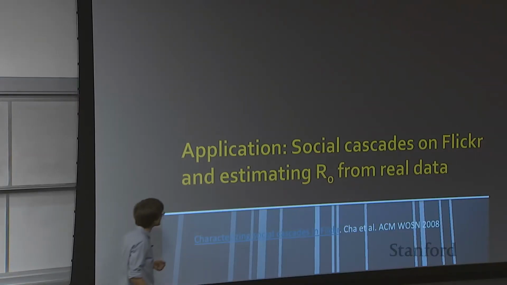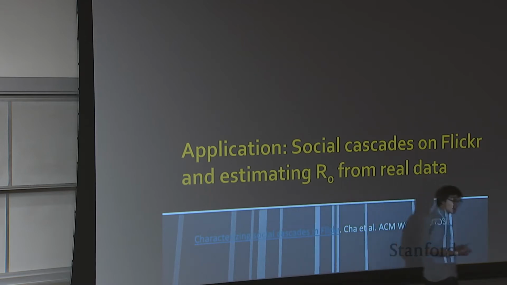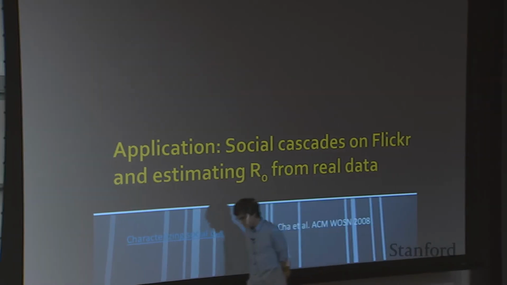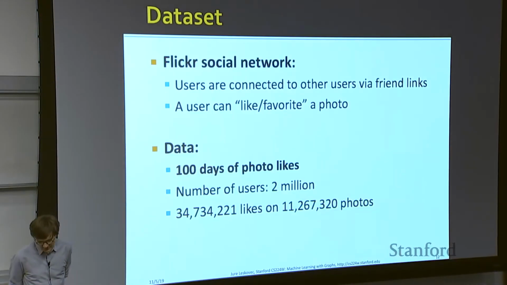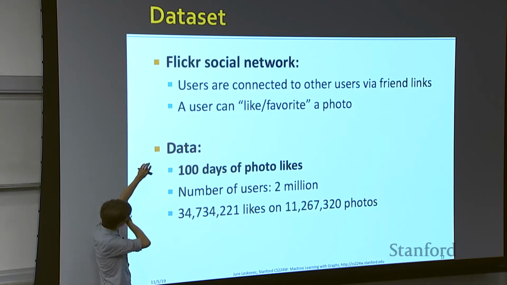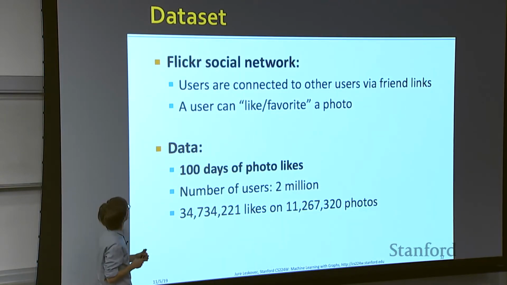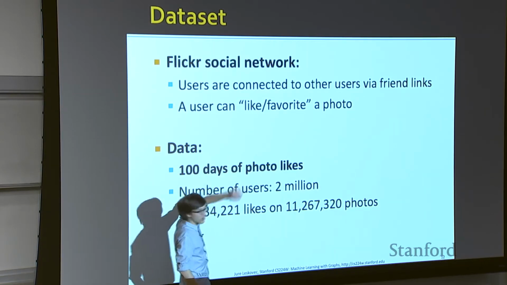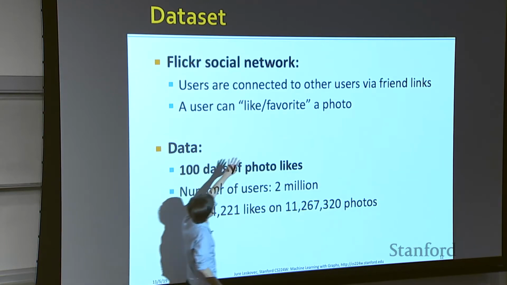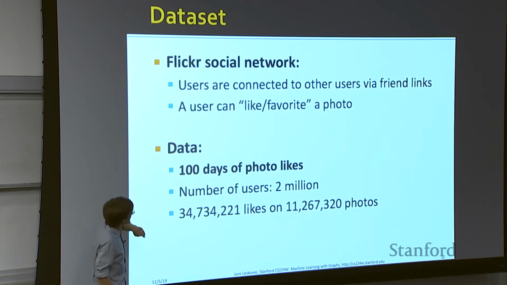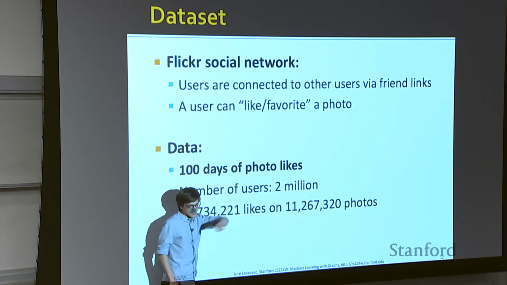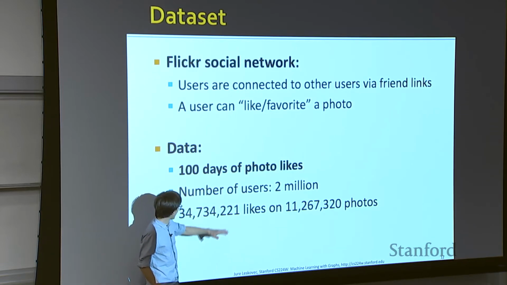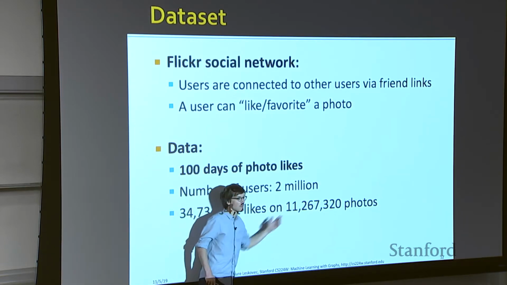I wanted to give you this because you can now start asking similar questions. What would the R0 be if you look at social cascades in social media? I will show you one case study: an image sharing website called Flickr that lots of professional photographers use. Users can follow each other using friend links, and they can like or favorite a photo. These researchers looked at how photo liking spreads throughout a network of 2 million people, with 34 million likes and about 11 million photos.